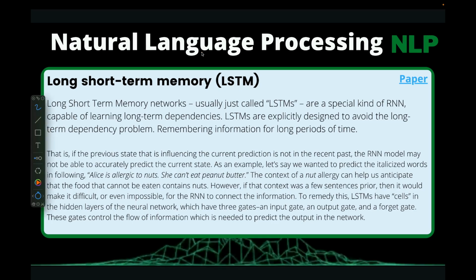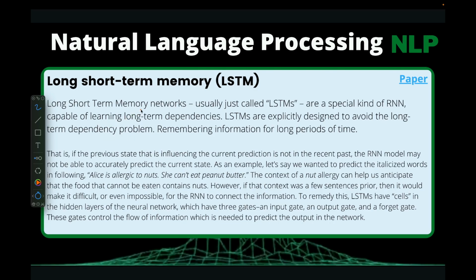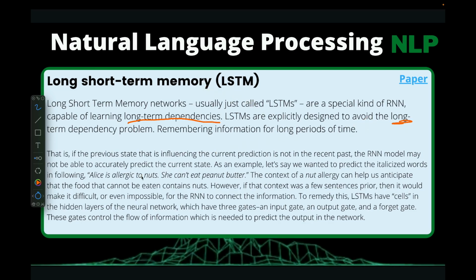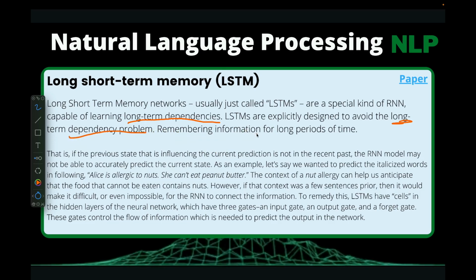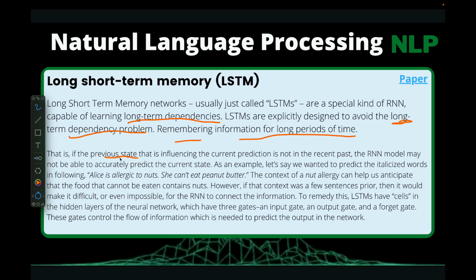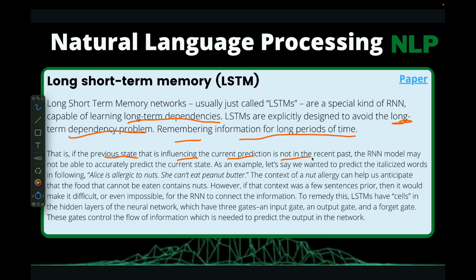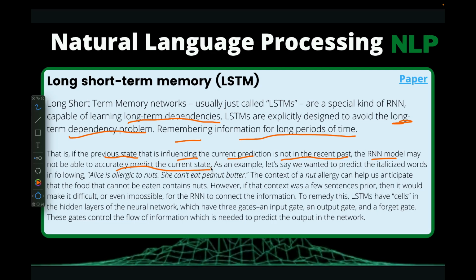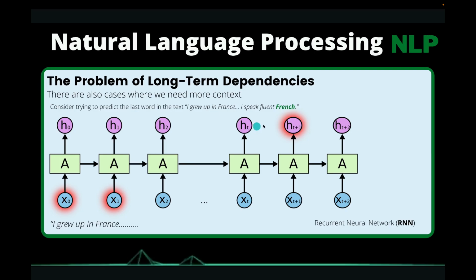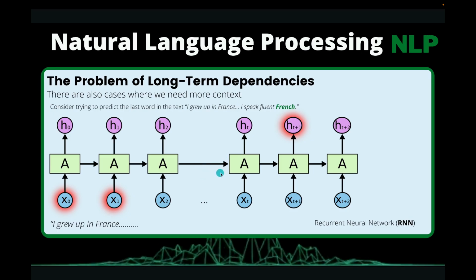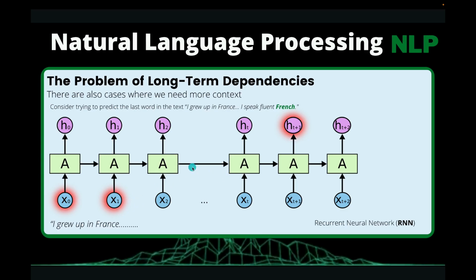As I mentioned earlier on, LSTMs are used to address the long-term dependency problem that we mentioned earlier. They are actually designed to avoid the long-term dependency problem. They have the capacity to remember information for long periods of time. Now, if you have a problem statement where the previous information influencing the current prediction is not in the recent past, then the RNN model may not be able to accurately predict the current state. Earlier we saw that if the information is not that close, the RNN model is still going to predict, but the accuracy is also important, and it may not be able to accurately predict the information.